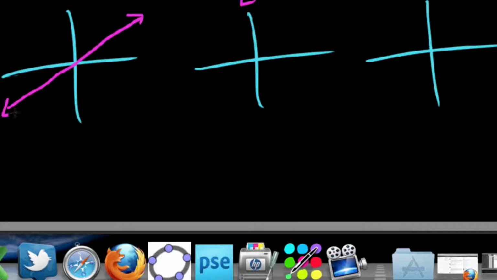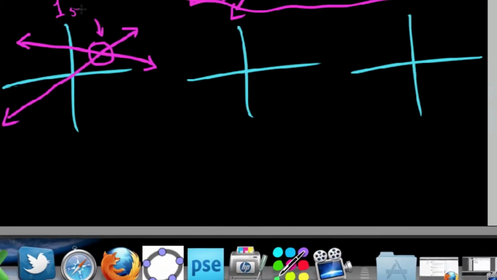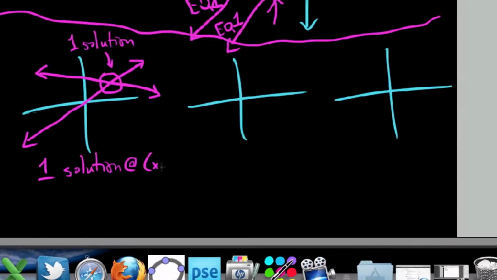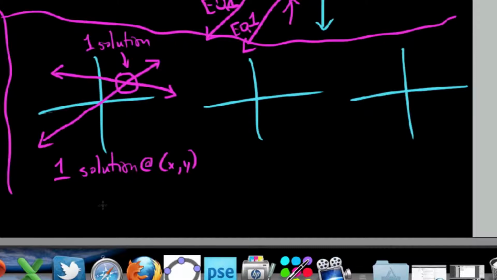Maybe your first equation does this, and your second equation does this, and we say, do they have a common solution? And we'd say, yes, where they intersect, there would be one solution. One and only one solution. So this is the one solution case. The one solution would be at x comma y, where they overlap. And we say that this system has a name. We say it is consistent. Why? Because it came out to have an answer.